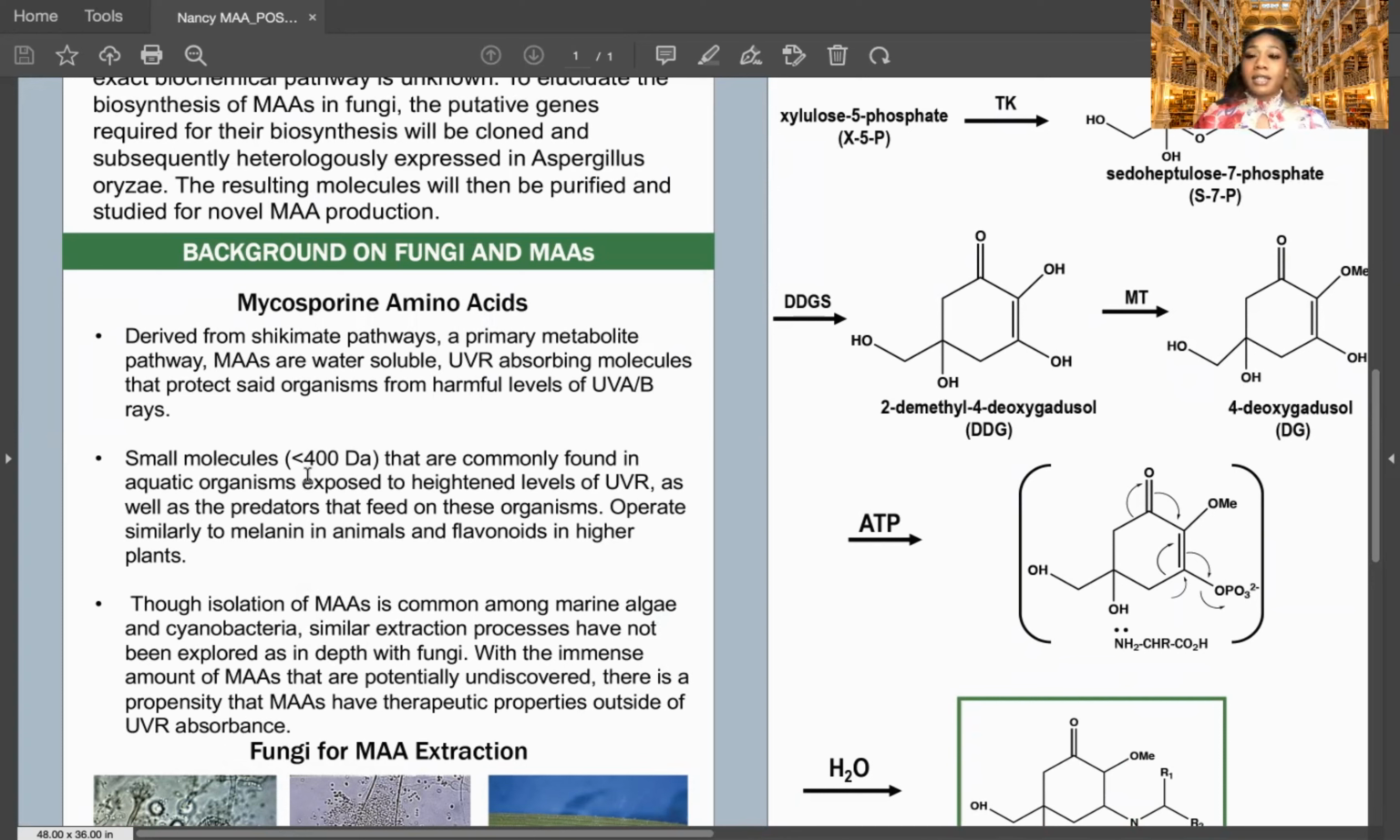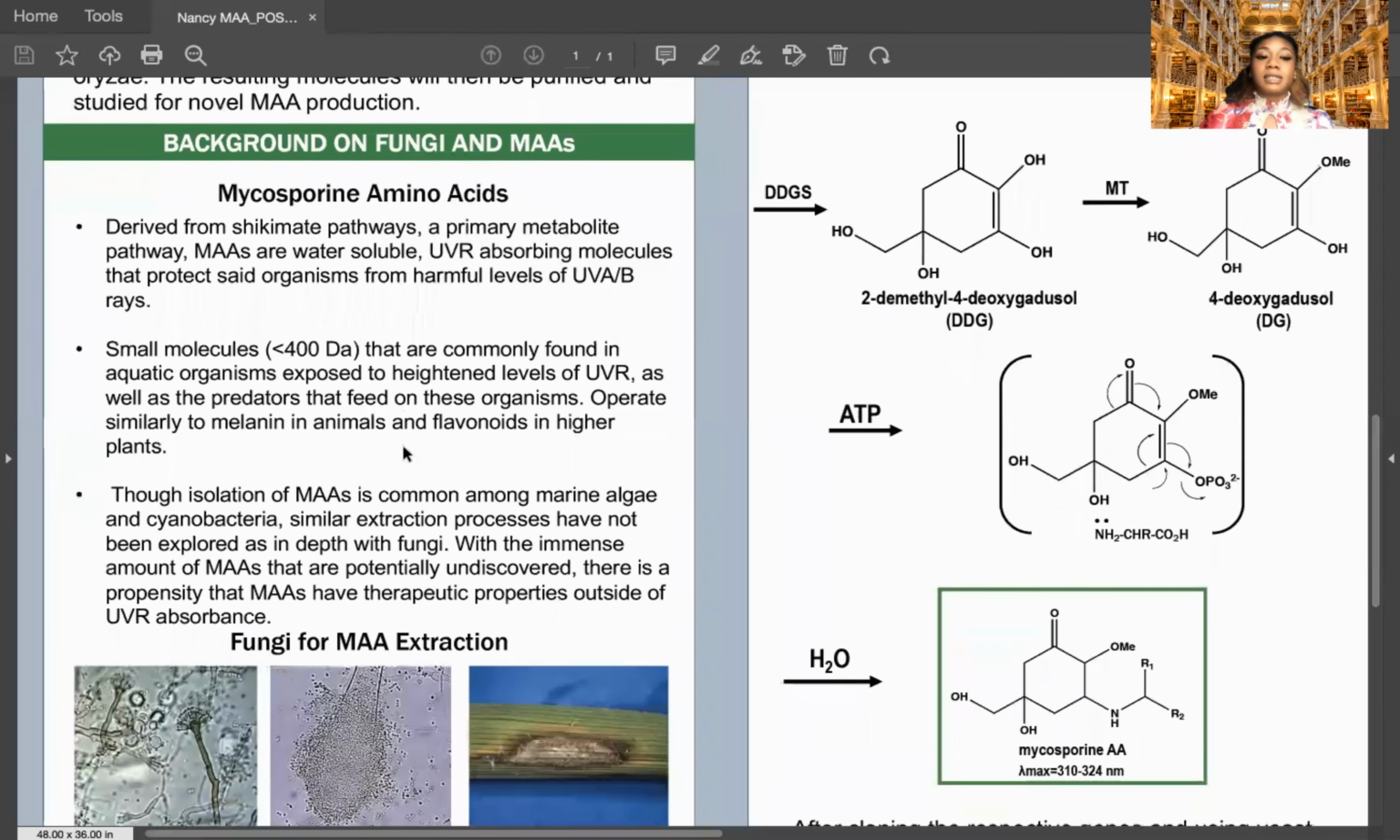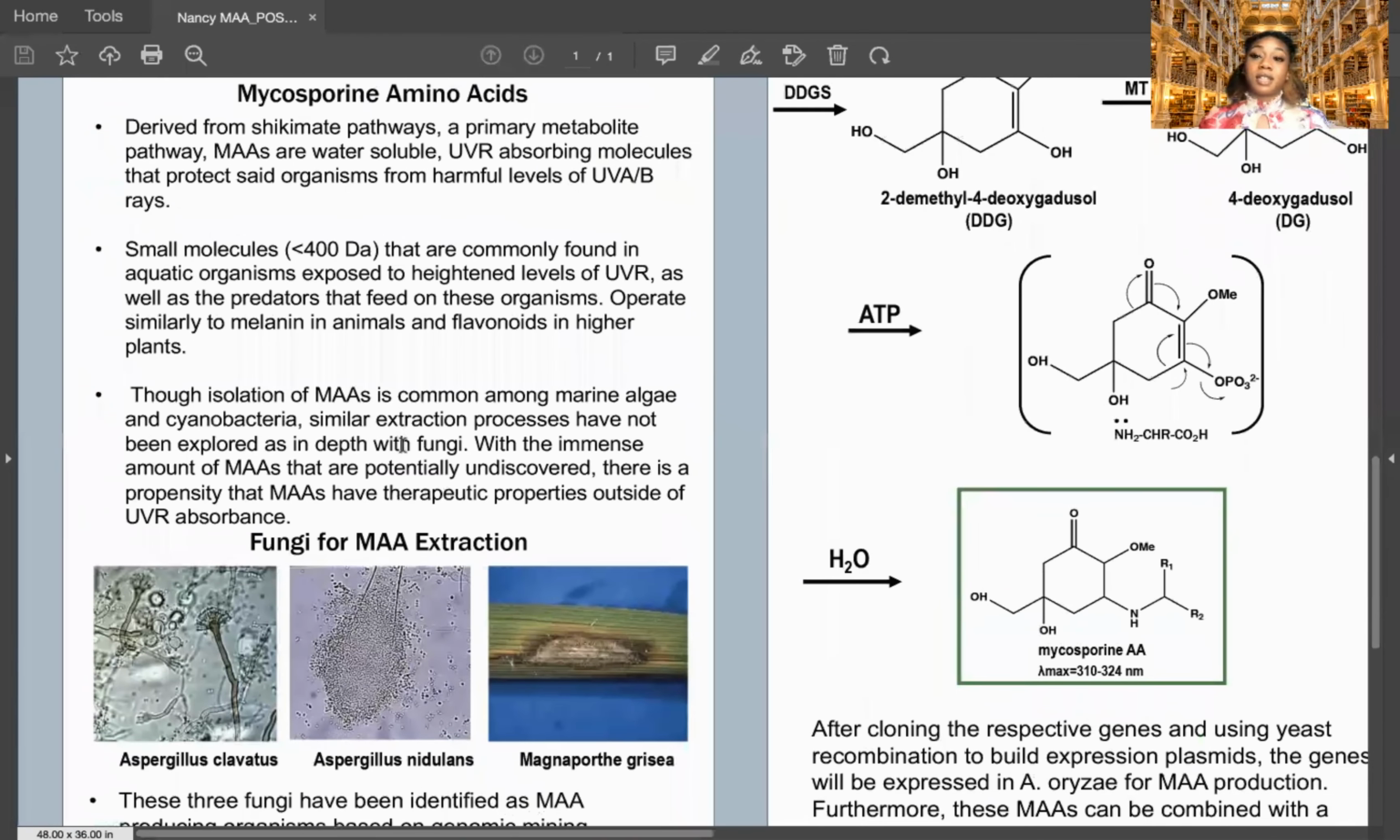And even though the isolation of these MAAs is common among marine algae and cyanobacteria, such as E. coli in specific, their extraction processes have not really been explored as in depth as they should be with fungi. With the immense amount of MAAs that are potentially undiscovered in nature, there's a propensity that MAAs have therapeutic properties outside of just UVR absorbance.